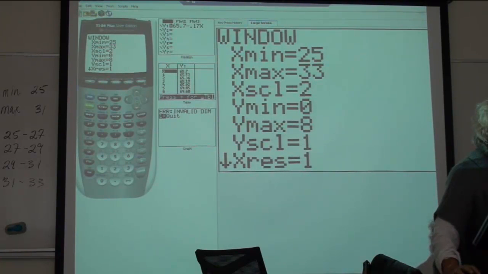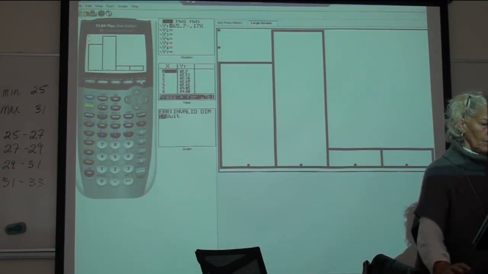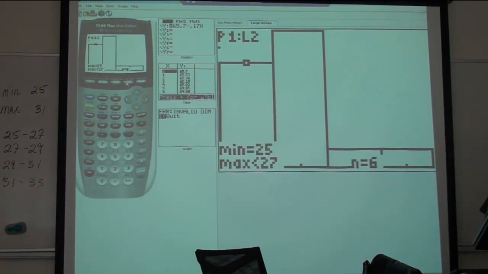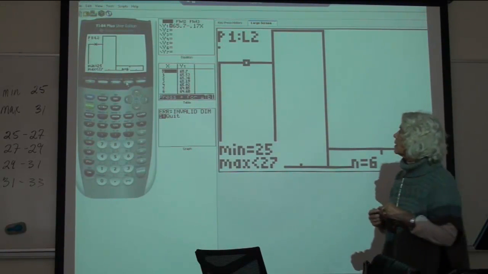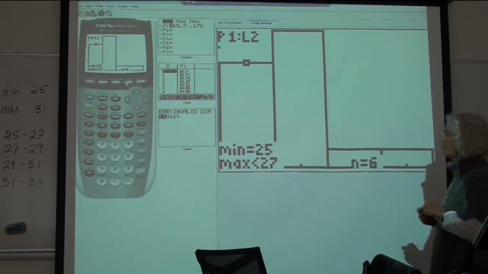So let's look again. Okay, do you remember how to read the values now? Trace. I know that with only 16 pieces of data, going through all of this work for the count, you can count much easier just by yourself. But if you had a lot of data you were working with, once the data is in the calculator, it just takes touching the buttons to see something else. So a minimum of 25, a max less than 27, and I have 6.